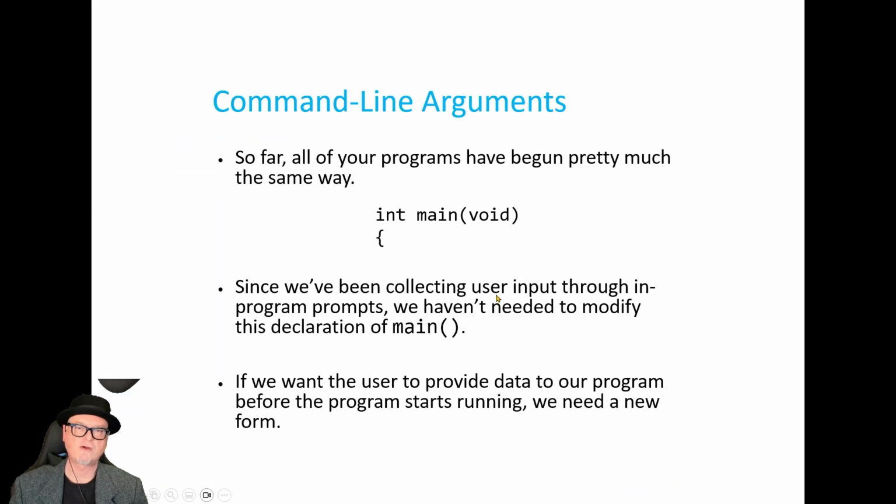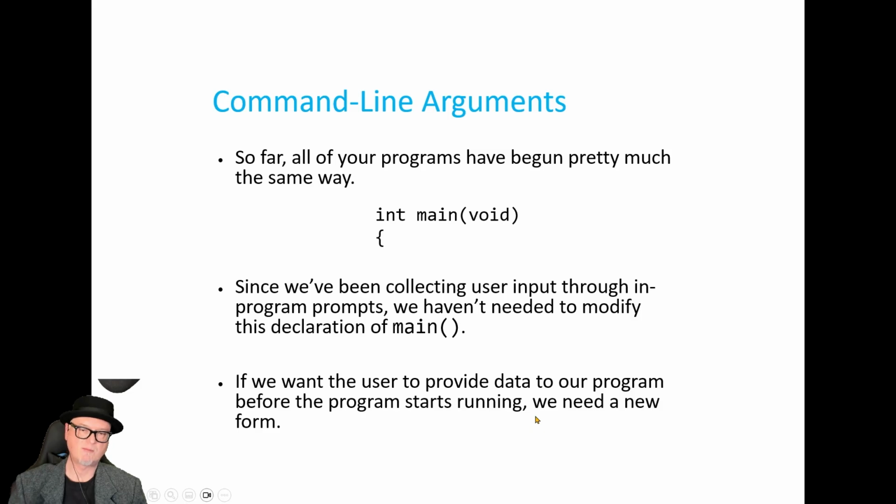So far, in all of our programs, we've pretty much used int main void to start them off. And this void means, in particular, there's no user input. We have collected user input, but we've drawn it into the program using some declarative statements in the body of main. Because we've done it that way up to now, we haven't had to modify the declaration of the main program itself, especially inside the brackets. But there is a way to do that.